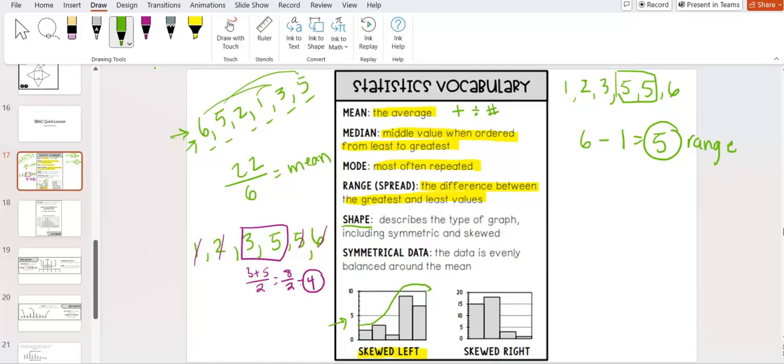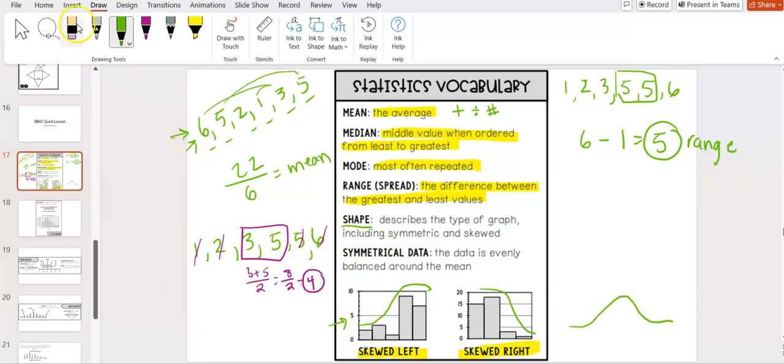So skewed left means that there's more on the right side than there are on the left. And then skewed right would be the same thing, but opposite, okay? If you had something that was not skewed, that was evenly spread, then your data curve would look like this.